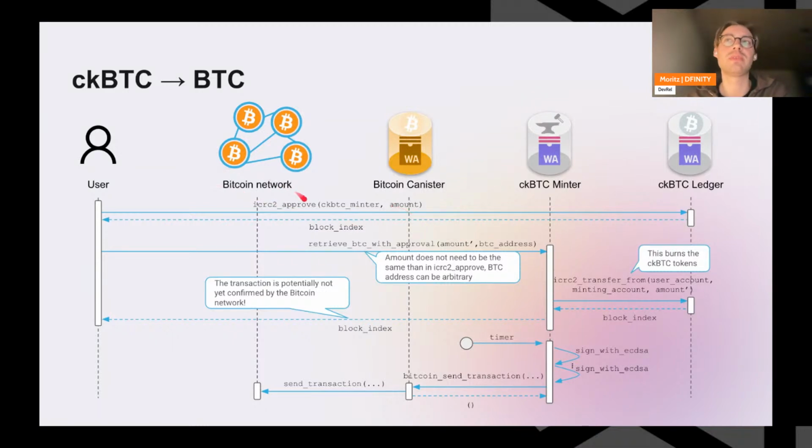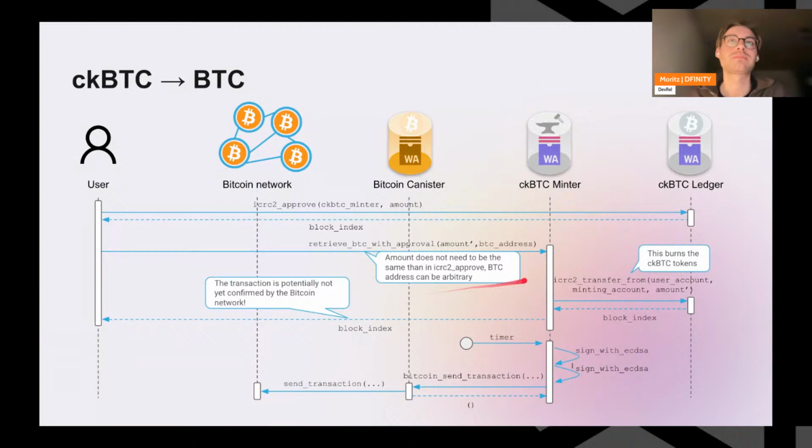So the CKBTC ledger says, yes, okay, got it. I understand that I'm approved now. So next thing you do, oh no, sorry. You create an approval on the CKBTC ledger for the CKBTC minter. So here you say, I want to approve the CKBTC minter for X amount of CKBTC. So the CKBTC minter can spend this amount of CKBTC on my behalf.